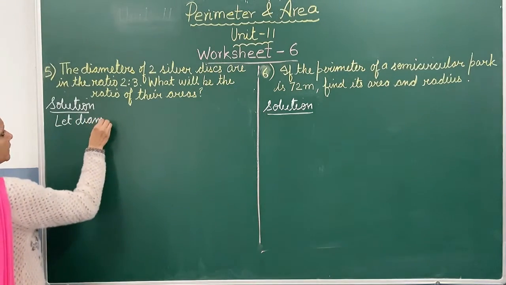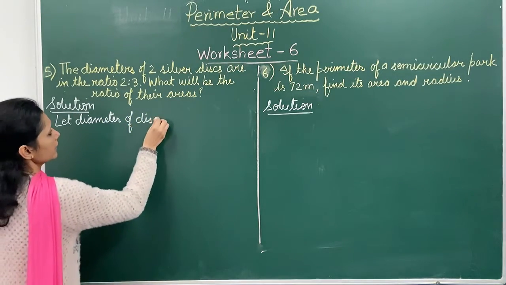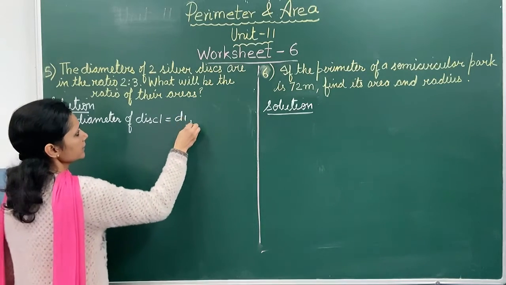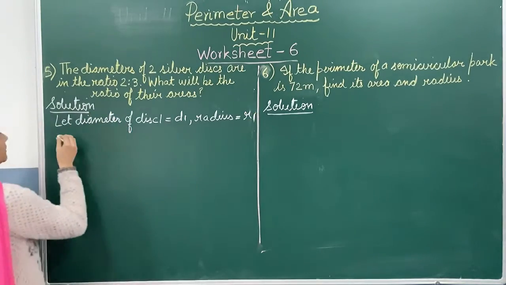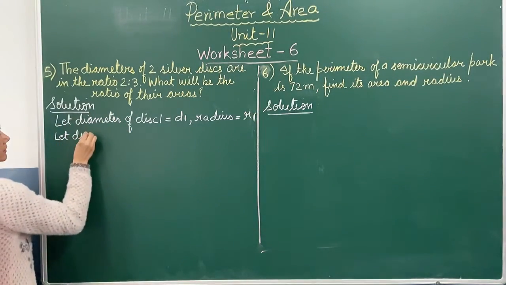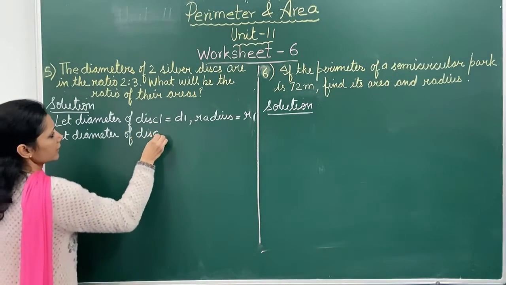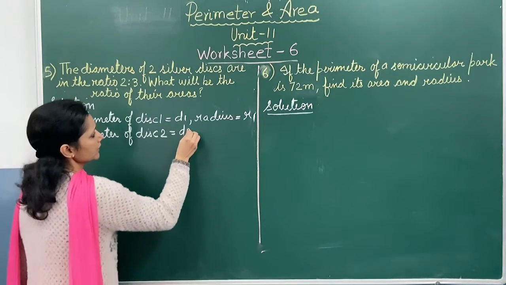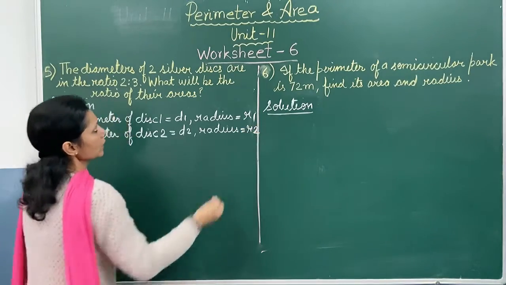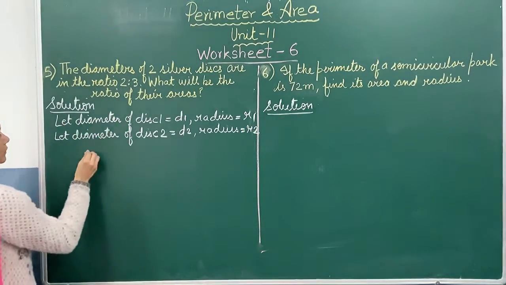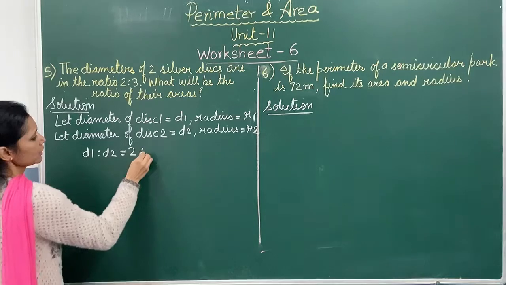So let the diameter of disc 1 be d1 and radius r1. Similarly, let the diameter of disc 2 be d2 and radius r2. Now what is given to us? We are given the ratio of the diameters. That means d1 ratio d2 is given to us as 2:3.